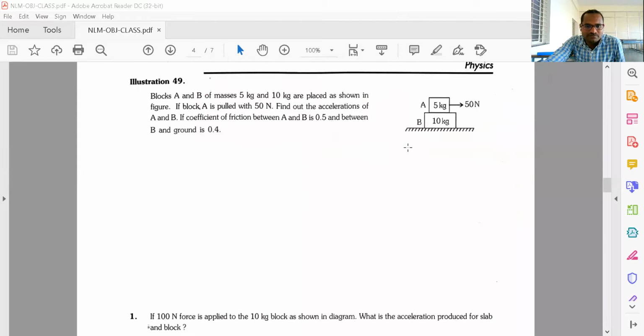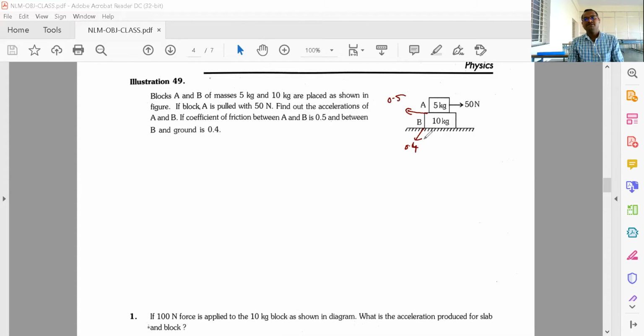Let us go to one more example. See, here is one more example, example number 49. See students, in this question, blocks A and B of mass 5 kg and 10 kg are placed as shown in the figure. If block A is pulled with 50 newtons, find out the acceleration of A and B. The coefficient of friction between A and B is 0.5, and here the coefficient of friction is 0.4. Okay?